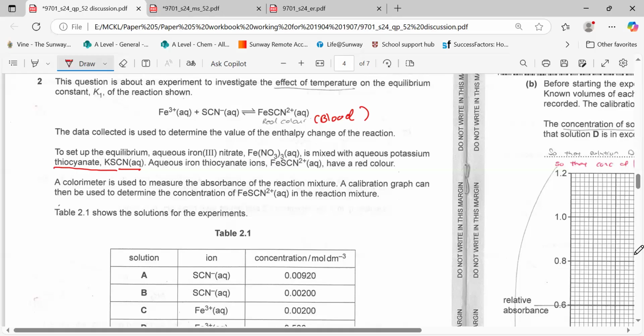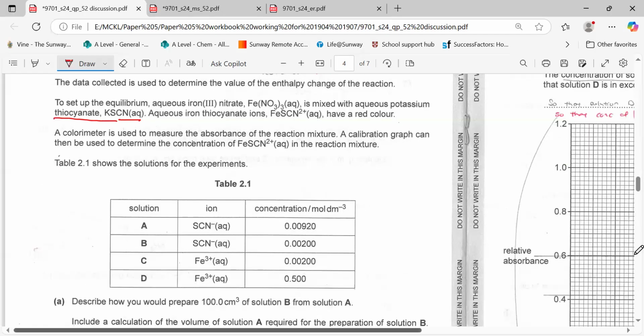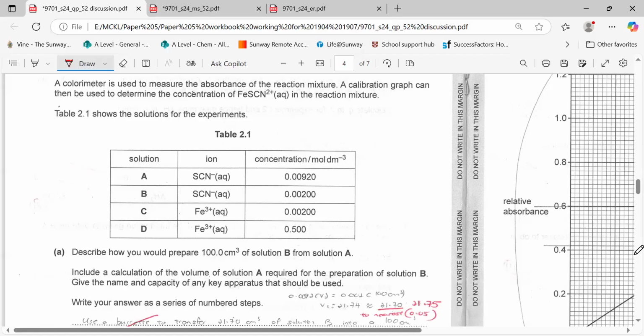Okay. Now, a calibration graph can then be used to determine the concentration of the iron thiocyanate in the reaction mixture. Now, solutions A, B, C, D have thiocyanate and iron, and the concentration is given as such. Describe how you would prepare 100 cm3 of solution B from solution A. Solution B is a lower concentration than solution A, so we need to do a dilution. When you want to do dilution, you need to use the formula M1V1 equals M2V2. Include a calculation of the volume required and give the name and capacity of any apparatus that should be used.